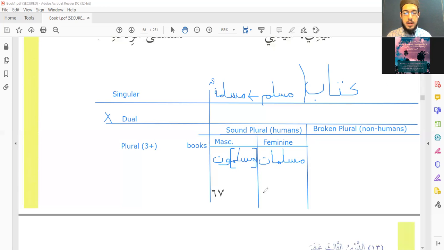And again, we'll talk about grammatical case later. But this is the pattern: un, at. And you see how it is sound, because the stem of the word, the noun, remains intact. All right, now let's get to the difficult words, which are the inanimate objects, the non-humans, and the broken plural. Why do they call it broken plural? Broken plural is the opposite of sound, because this root noun is not going to remain intact.